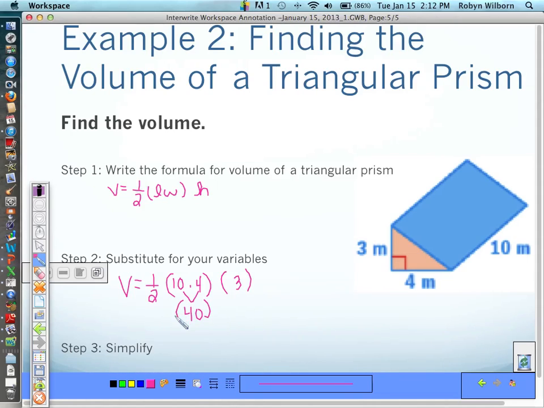Again, I could do it step by step so I don't make any mistakes. Then I can multiply these two because these are whole numbers. This would give me 120. And then finally, I would multiply by the 1/2. 1/2 times 120 is going to be 60. I'm talking meters, that's my units. I'm talking volume, so I need to cube. So my volume is 60 meters cubed.